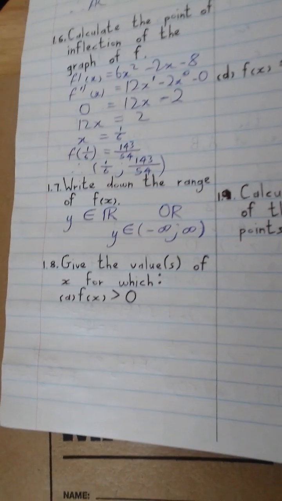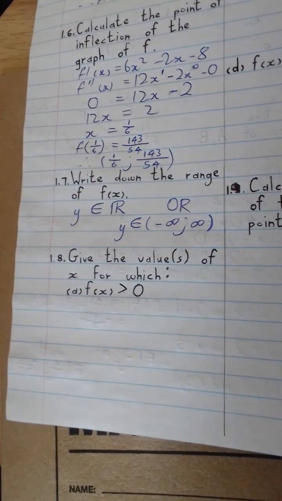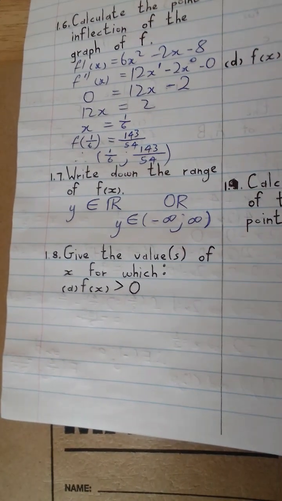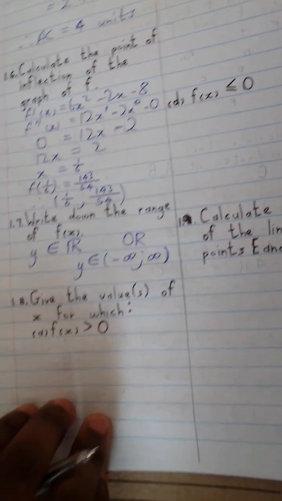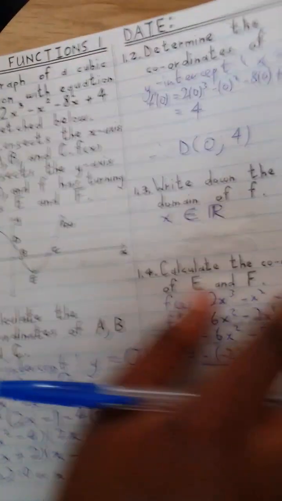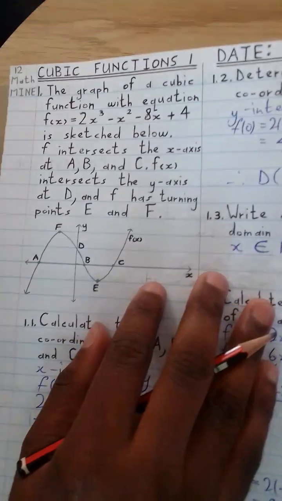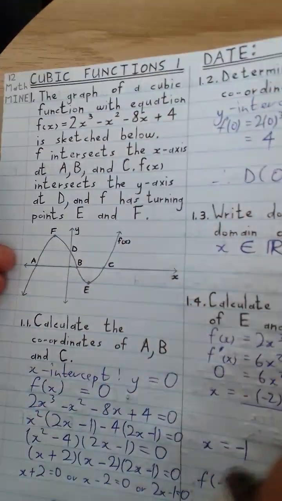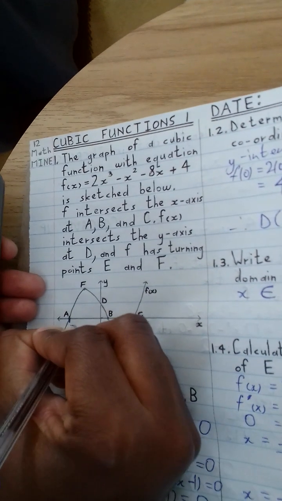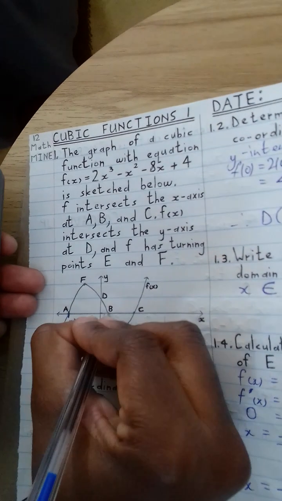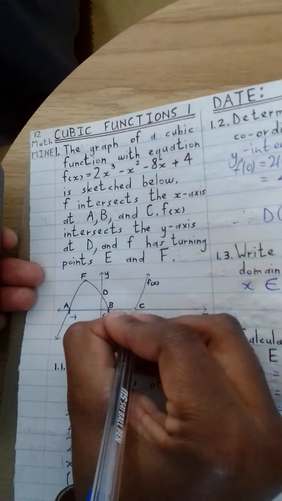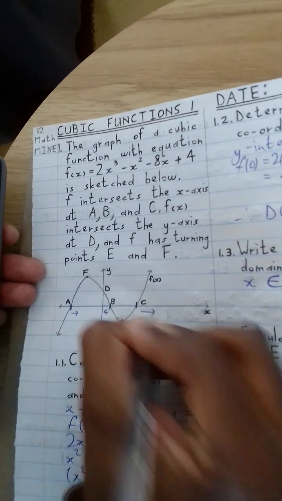1.8 states, give the value or values of x for which f of x is greater than 0. So this just means where the graph is above the x-axis. So where is the graph above the x-axis? Going this way, it's above, right? Until ending here, right? And then afterwards, going that way.